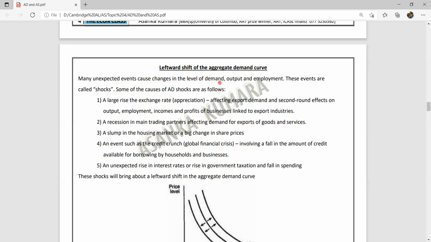Next one, recession in main trading partners affecting demand. If there is a recessionary time in other countries, the country's aggregate demand decreases. Next one, slump in the housing market means the wealth of consumers will slow down. If consumers have really low wealth, they will spend less on consumption. Next one, events such as credit crunch. This is a problem that came up in 2008 with the global financial crisis.